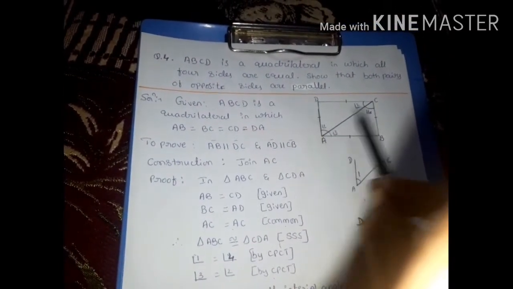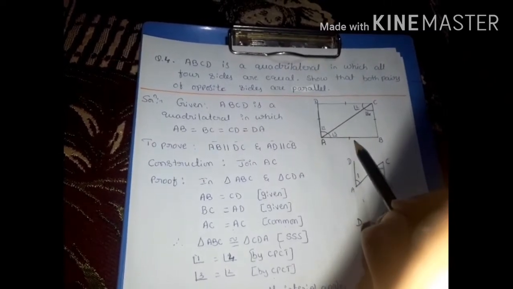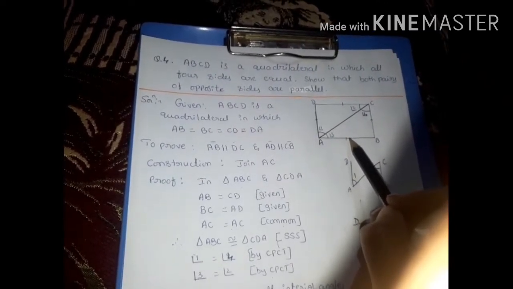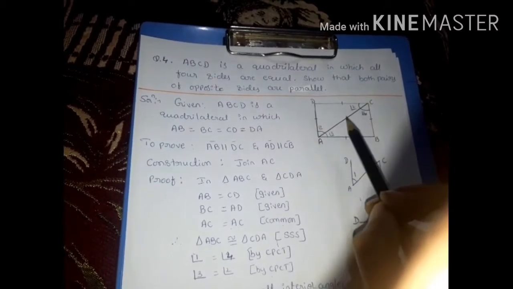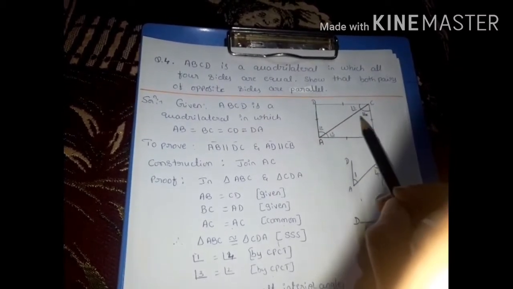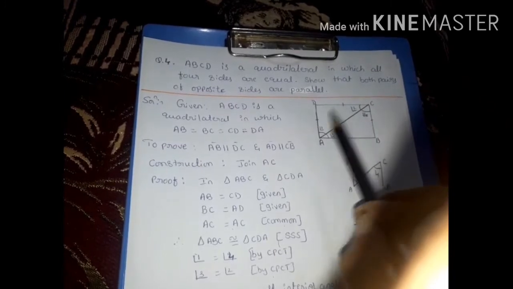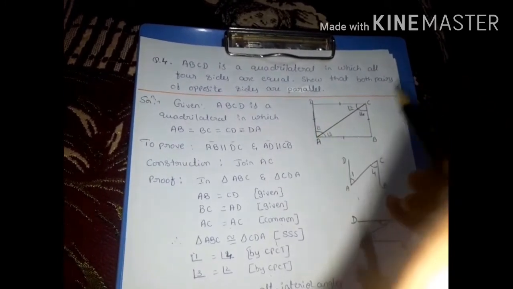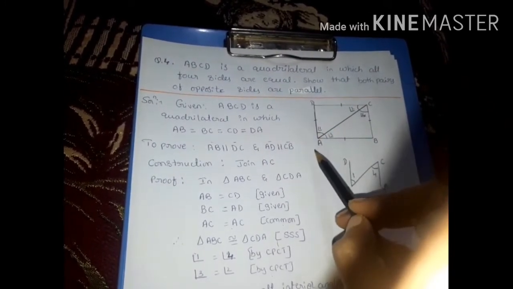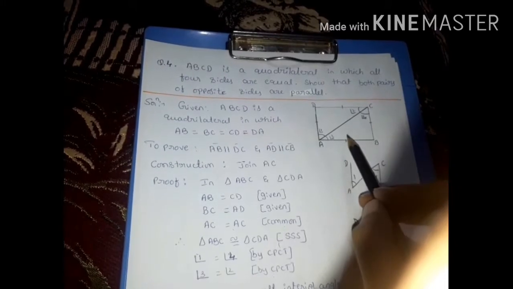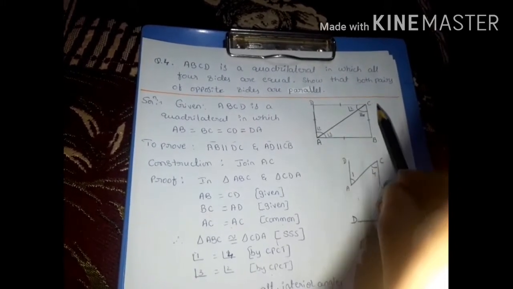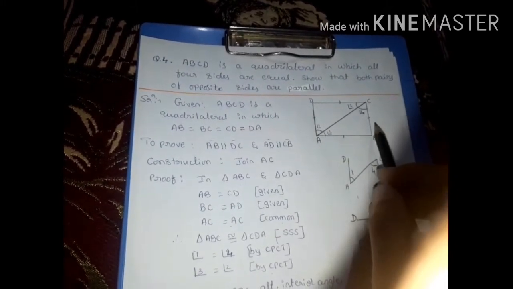To prove these are parallel, we already studied this in the chapter on parallel lines. To prove any two lines are parallel, we have to show any one of these conditions: corresponding angles equal, alternate interior angles equal, or angles on the same side of the transversal supplementary. If you show any one condition, then we can say the given two lines are parallel.